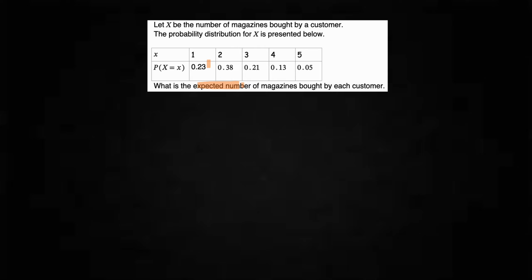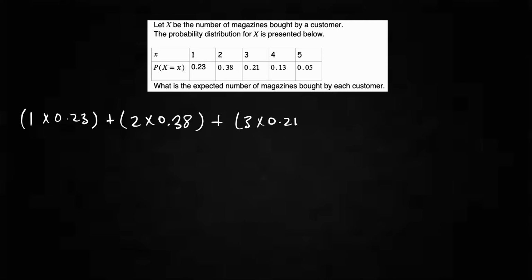But remember, the expected number is the average number that you would get had you done an infinite number of trials. It's not just a whole round number of 2, so there's some calculations associated with it. What you need to do is this: 1 times 0.23, add that with 2 times 0.38, add that with 3 times 0.21, add that with 4 times 0.13, add that with 5 times 0.05.